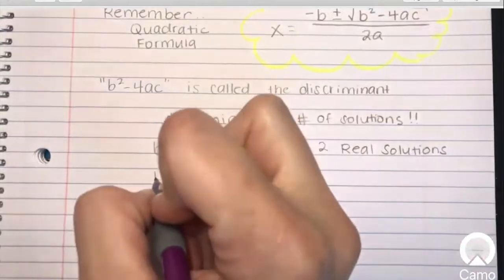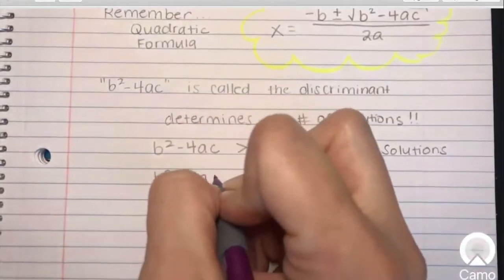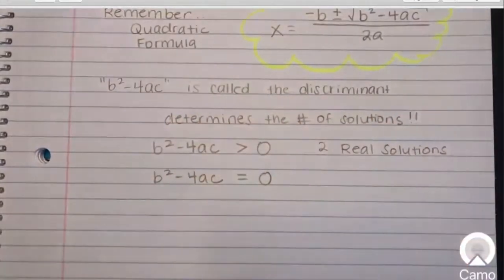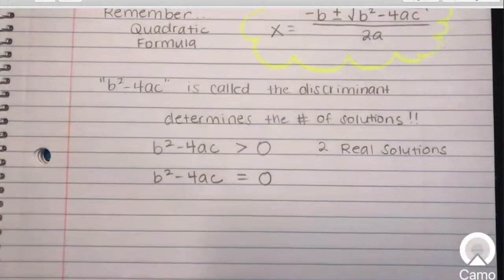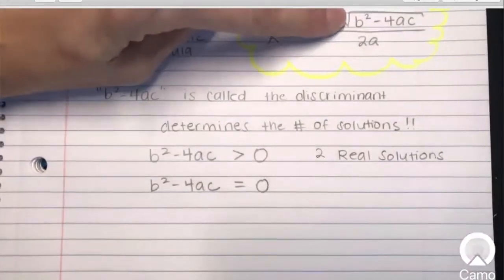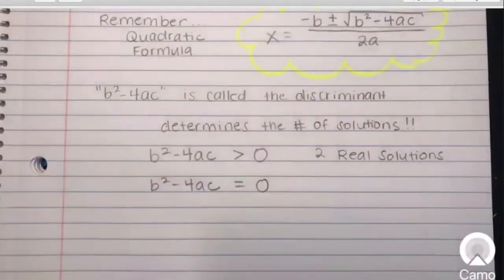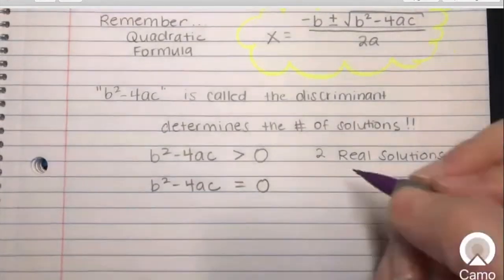Now let's say our discriminant equals 0. If the part under the radical is equal to 0, then when we take the square root of it, it's also just going to equal 0, which yields just one real solution.